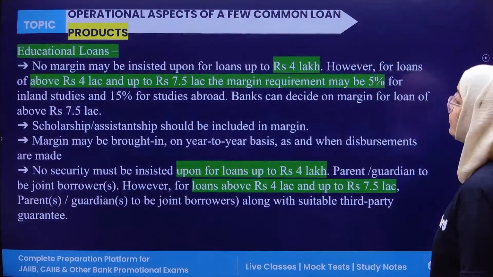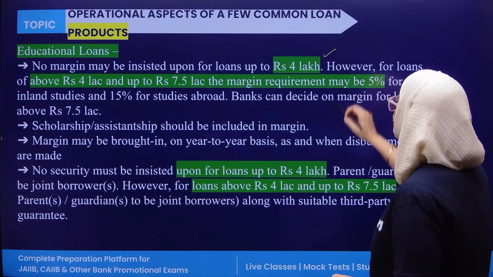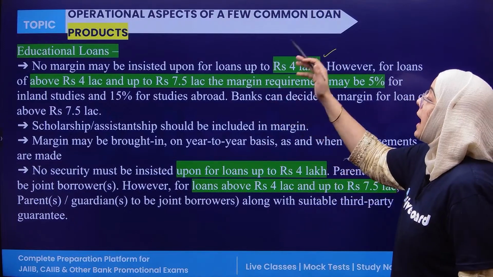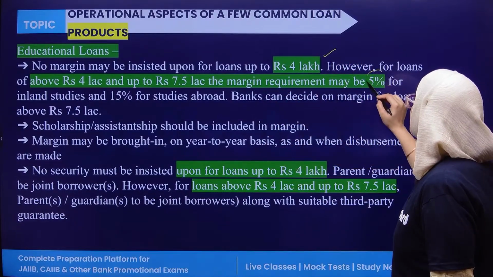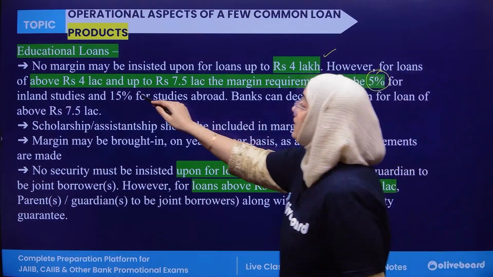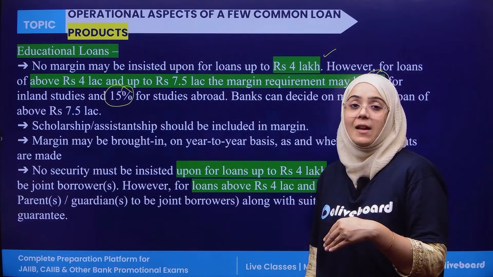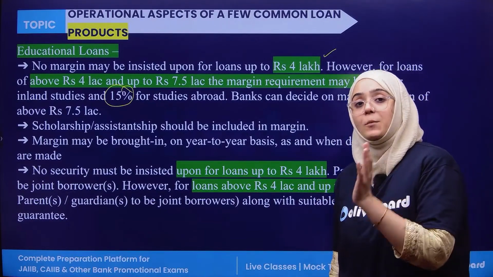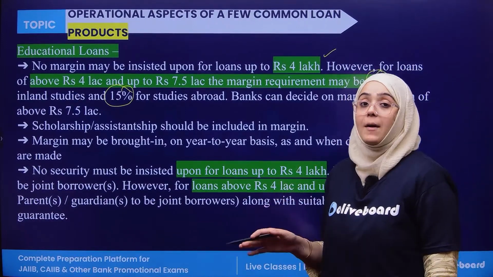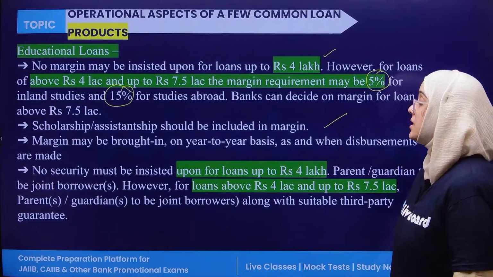Okay, next. If we talk about the margins, no margin is required if the loan amount is up to 4 lakh. But if the education loan amount is 4 lakh and above and up to 7.5 lakh, the margin can be 5%. And if this is for abroad, then it is 15%. So if you are taking a loan which is more than 4 lakh but less than 7.5 lakh, 15% margin is kept for abroad and 5% for domestic. Now, the bank can decide its own margin if the loan amount is above 7.5 lakh. A scholarship and assistance can be included in the margin.